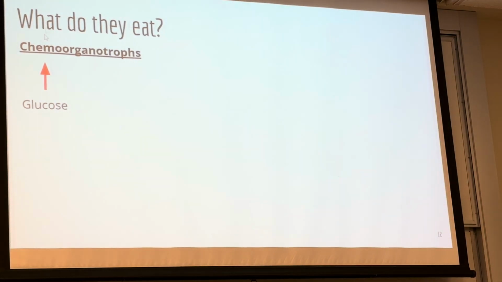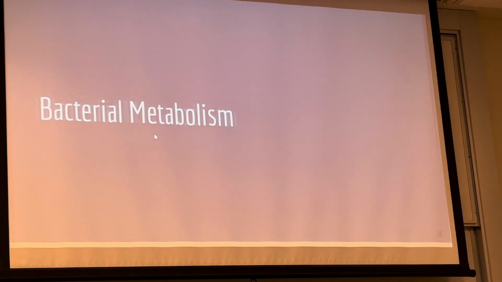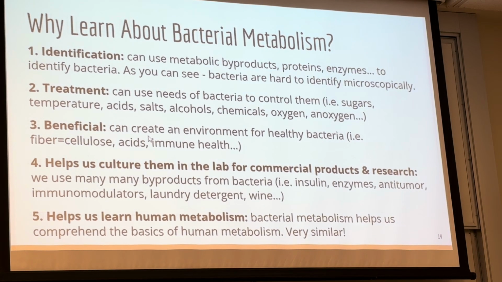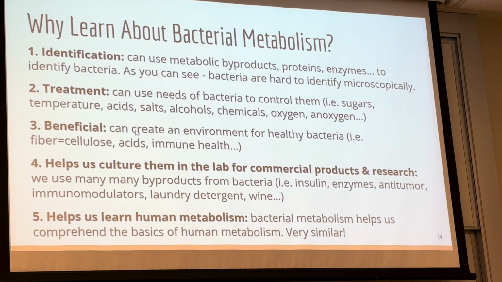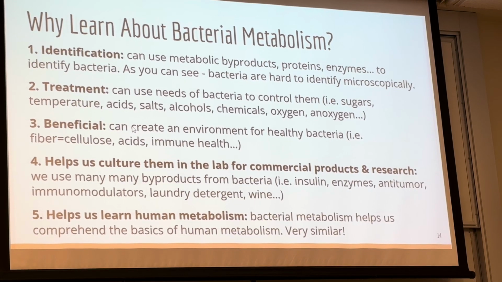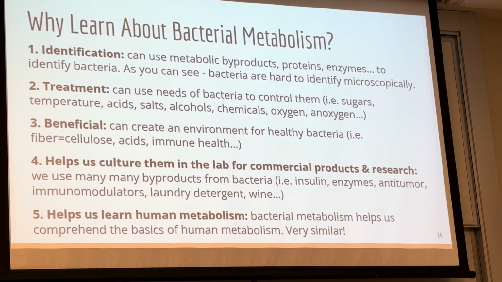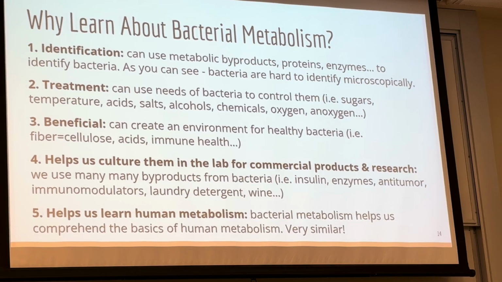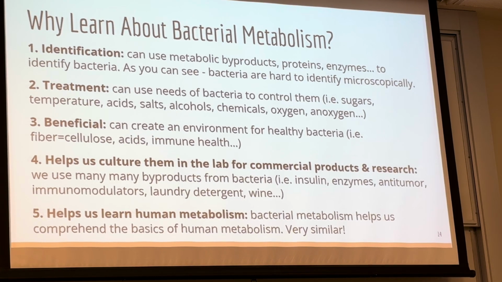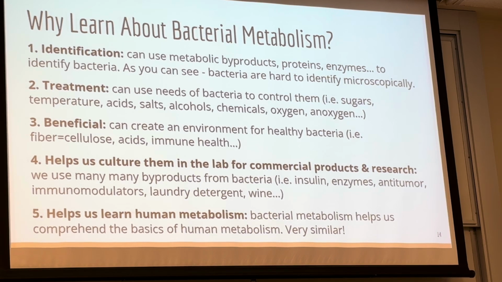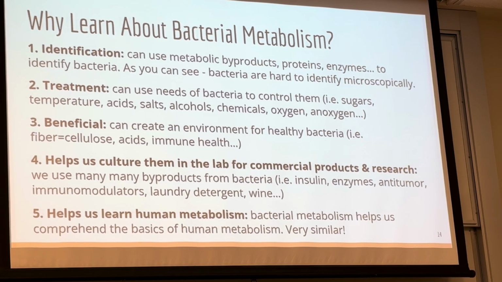Okay, so chemo organotrophs, we're gonna talk a ton about glucose. So why are we learning about bacterial metabolism? One, because it helps us with identification. You're gonna use the characteristics about different, so Staphylococcus aureus eats different things than E. coli. They eat different foods, and they produce different byproducts. So if you have a test tube full of E. coli and a test tube full of Staphylococcus aureus, now you can tell the difference because we're gonna see that in the lab that they eat different things and they produce different things. So because they're different species, they produce different stuff and they eat different stuff.